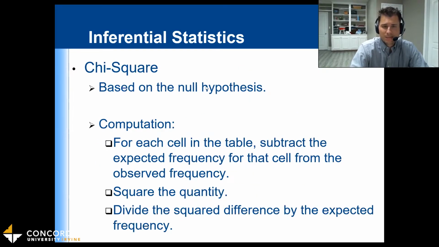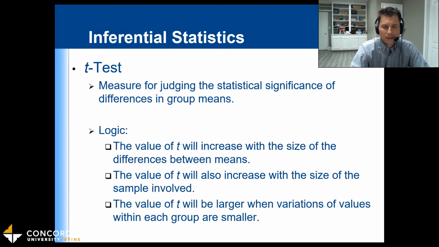Chi-square, this test is based on the null hypothesis. So for each cell in the table, subtract the expected frequency for that cell from the observed frequency. Square that quantity and then divide the squared difference by the expected frequency. That's how you come up with the chi-square. A t-test is a measure for judging the statistical significance of differences in group means.